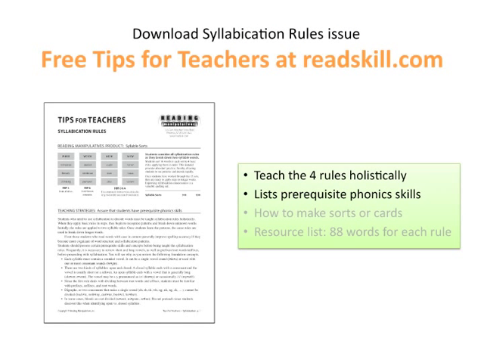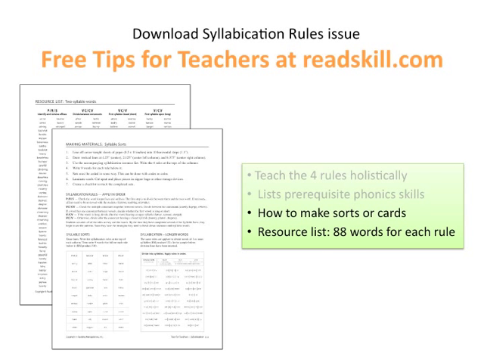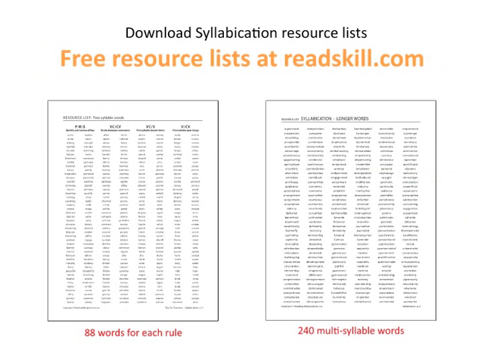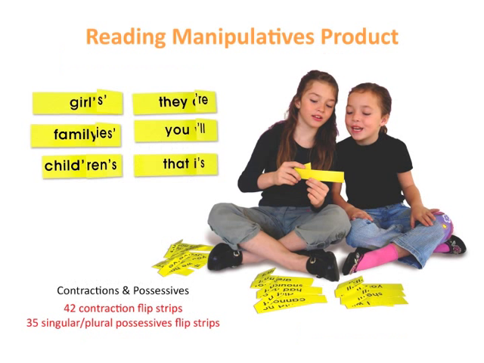The Tips for Teachers issue on syllabication reiterates these rules and what has been covered on this video. It tells you how to make your own syllable sort activities and includes a resource list of 88 words for each rule. The resource list section includes a list of these 88 words, as well as another sheet with 240 multisyllable words. Flip strips are a great way to teach the use of apostrophes in contractions and possessives.